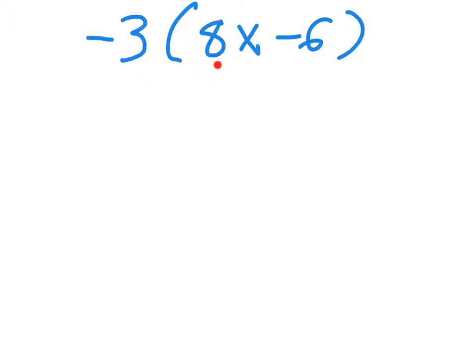Negative 3 times 8x. Well, 3 times 8 is 24. Let's just get that part out of the way.